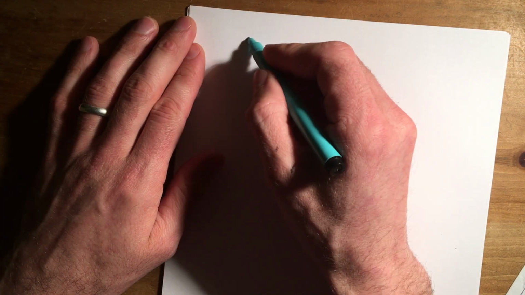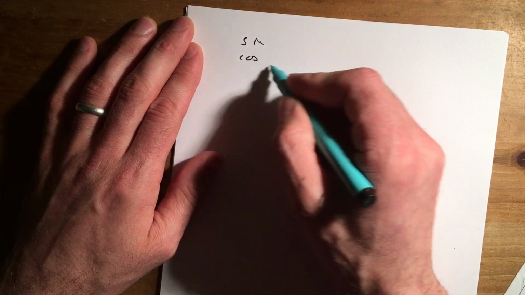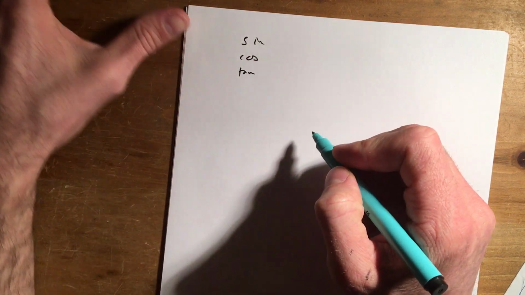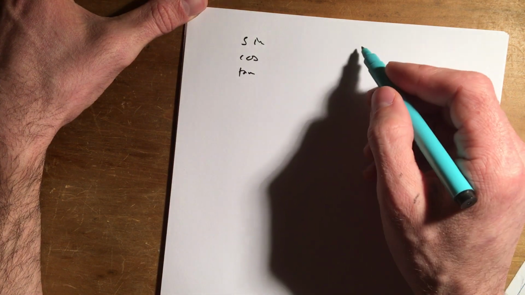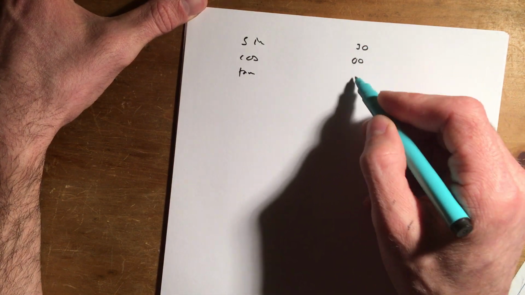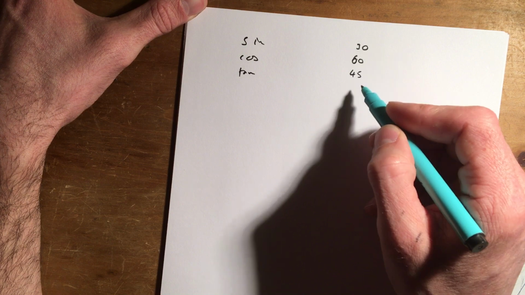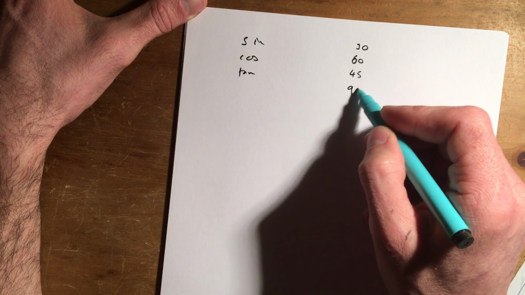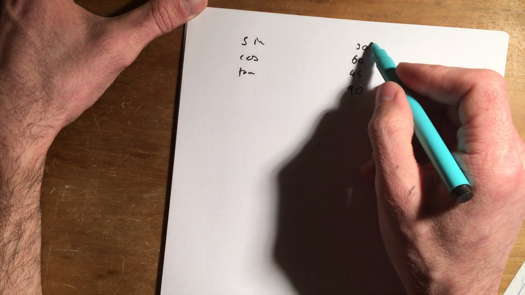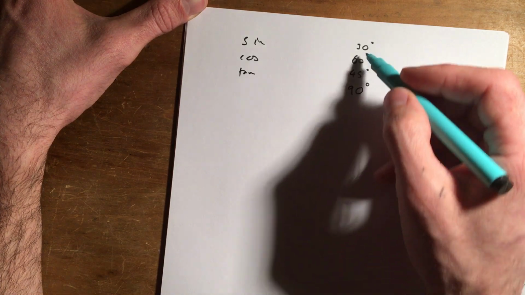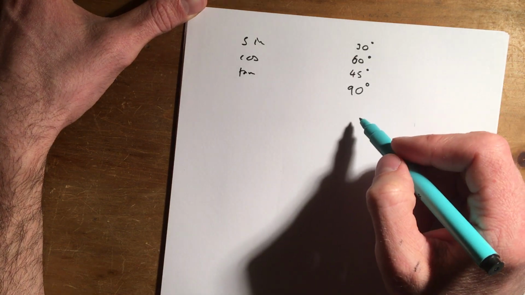But let me just remind you of this. If I ask you to find sine or cos or tan of particular numbers, the numbers that we know the exact values for are 30, 60, 45, and then multiples of 90, okay? So if I ask for sine, cos or tan of any of those angles, you can find them exactly.